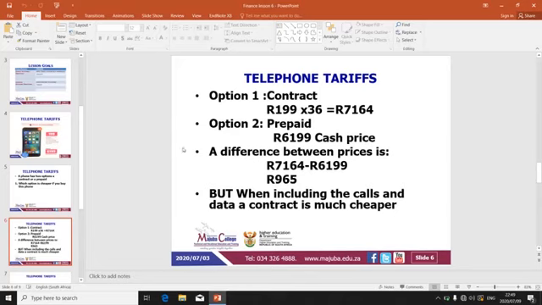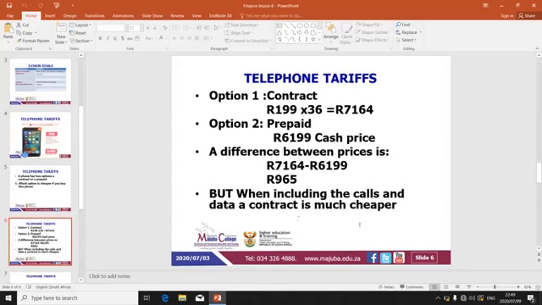You have to say option one is a contract, 199 rand times 36, which is equal to 7,164. Option two is the prepaid one, which is only 6,199 rand cash. But the difference for these two, you take the highest one, which is 7,164, you minus 6,199, then you get 965, which is the difference. It means that option B, which is the prepaid, is much cheaper.